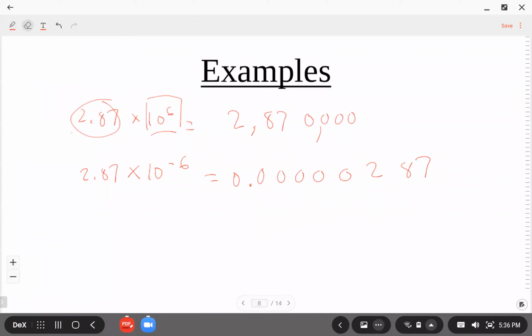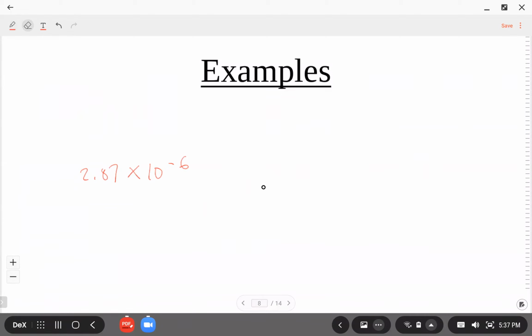So now we know what scientific notation is. Let's go deeper into scientific notation. I taught this in my number theory lesson, so you should all know this already. Now it's just refreshing your memory. Now let's go into multiplying scientific notation.